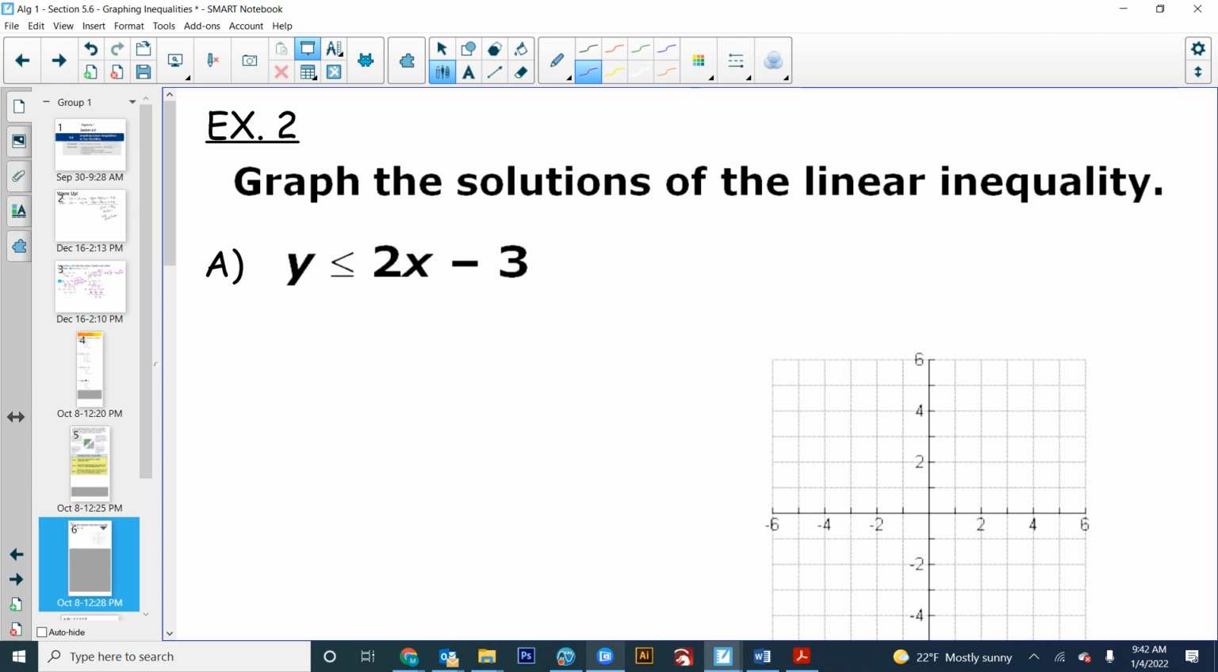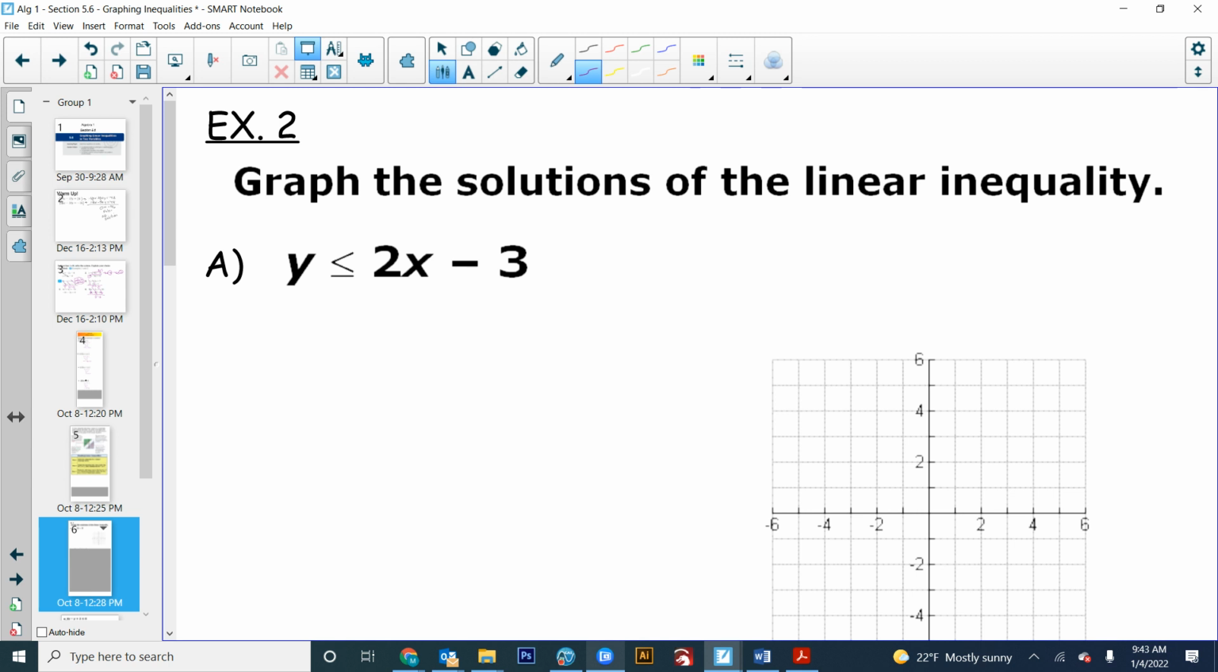Step 1, solve for y. Do I have to do that? Matthew, do I have to do step 1? No. Why? What's step 1 say? We just read it: solve the equation for y. So yes, you need to solve the equation for y. It's already solved for y. That's what I'm saying. Step 1's done for us.